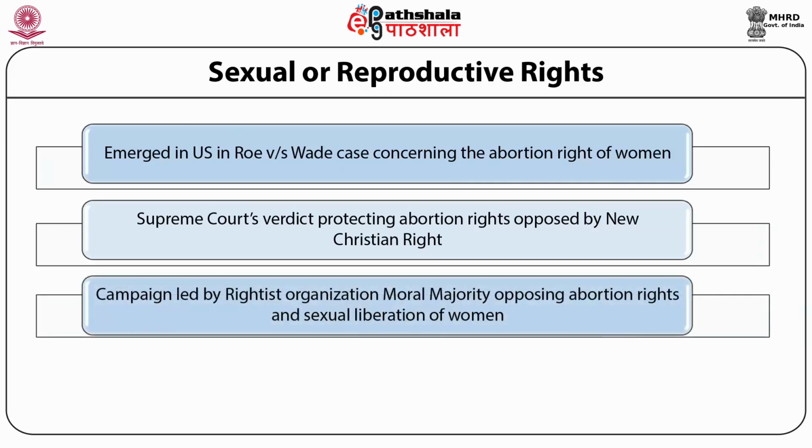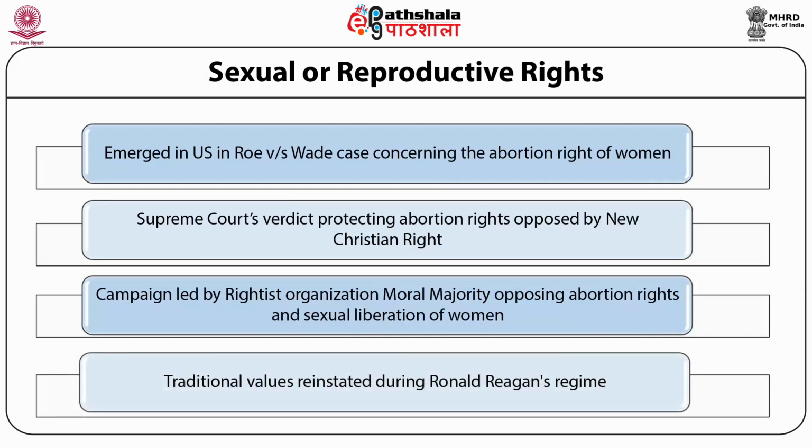The campaign against sexual and reproductive rights was primarily led by one of the prominent rightist organizations of that time, called the Moral Majority. The Moral Majority strongly opposed abortion rights and sexual liberation of women. The organization was highly critical of the claims made by the radical feminists because they believed that these claims would strongly violate the traditional laws of Christianity. During Reagan's regime, an attempt was made by the government to reinstate these traditional values, as a result of which the regime completely ignored the demand for sexual and reproductive rights made by the feminist activists.